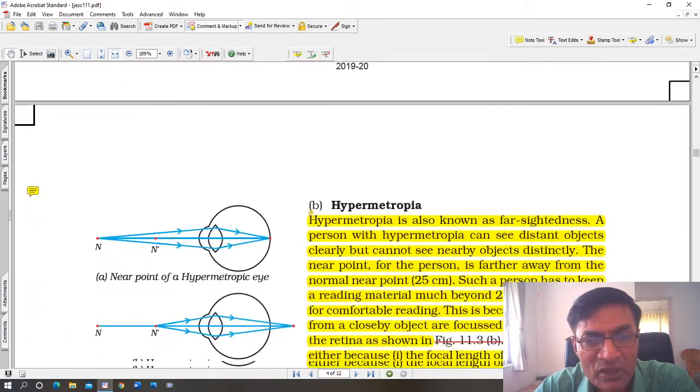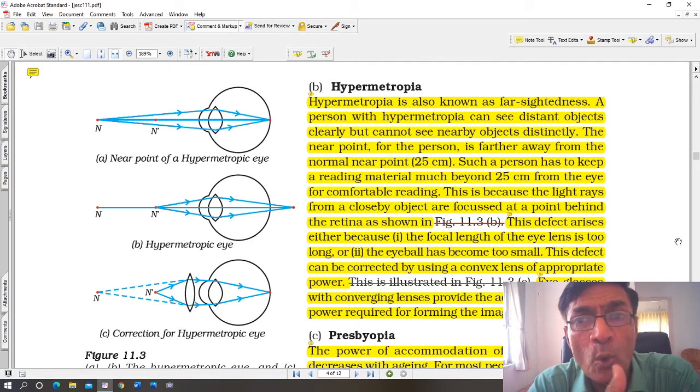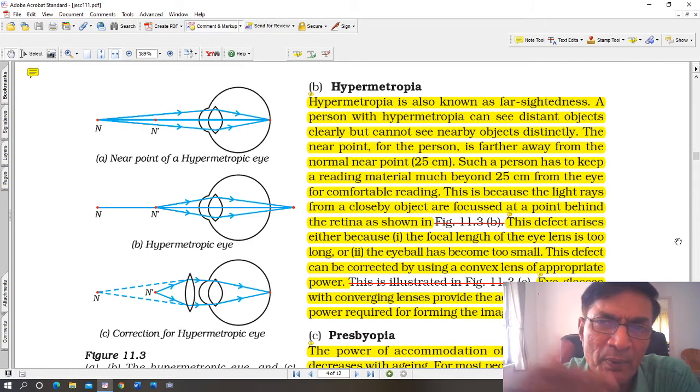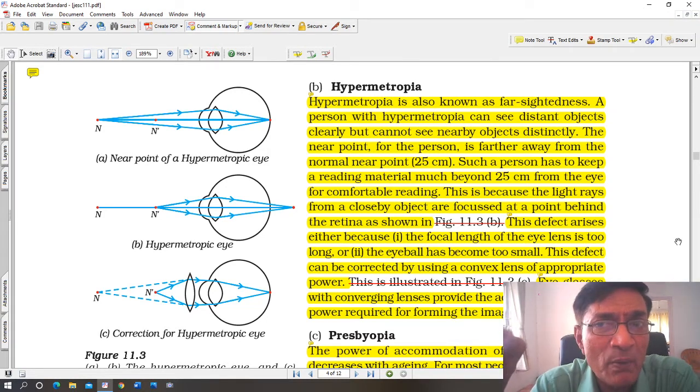Okay, let us see hypermetropia. This hypermetropia is generally seen in older people. Older people, people over 40, 45 and so on, they wear reading glasses. Like for example, I am wearing reading glasses. These reading glasses have plus focal length.